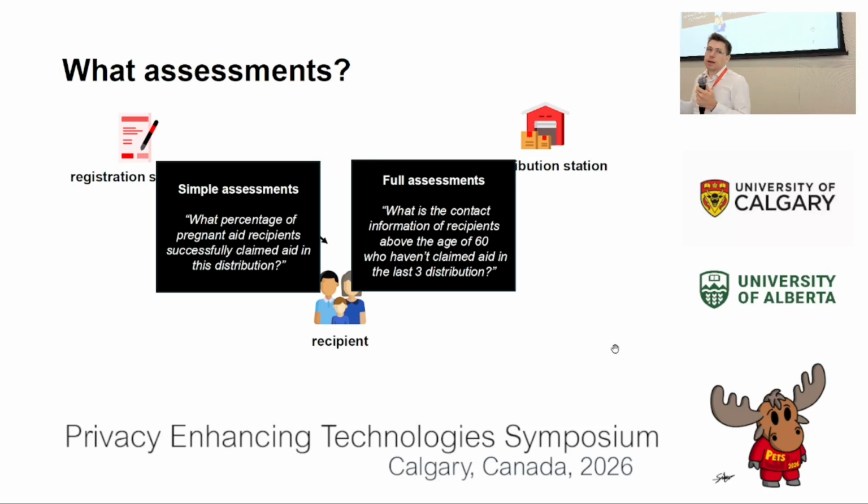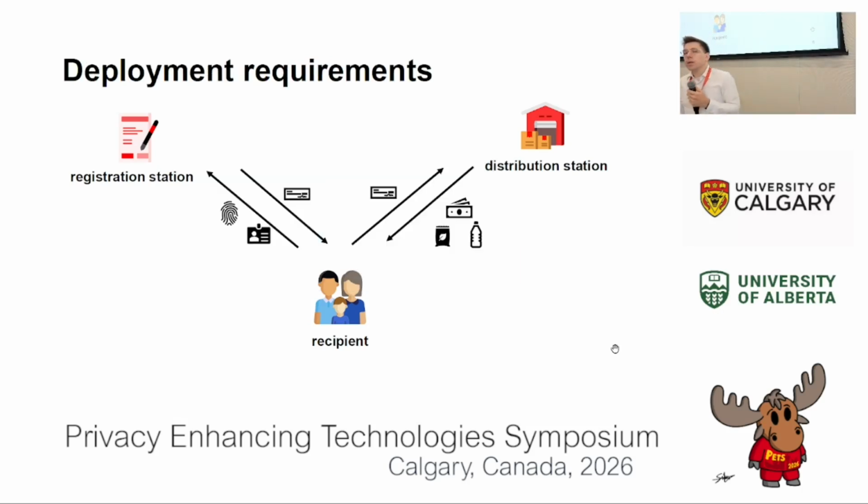And so these complex assessments talk about people who didn't show up. They talk about information about multiple periods in the past. So that's our goal. In terms of the deployment requirements, this is an unusual setting maybe for PETs. The registration and distribution stations have limited computing power, something like an old laptop, and limited connectivity, maybe a satellite connection from time to time.